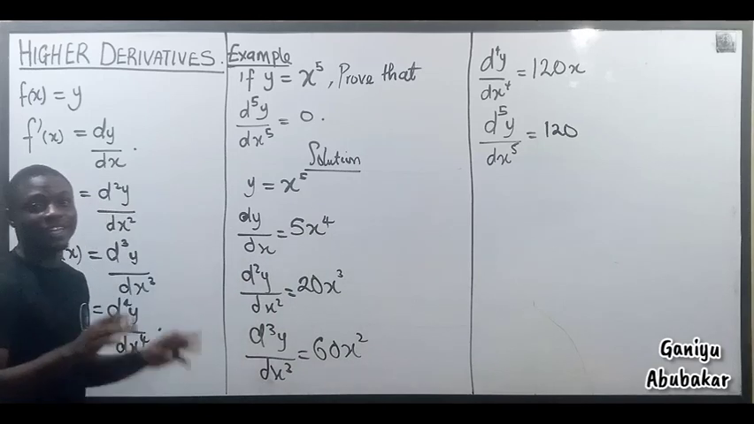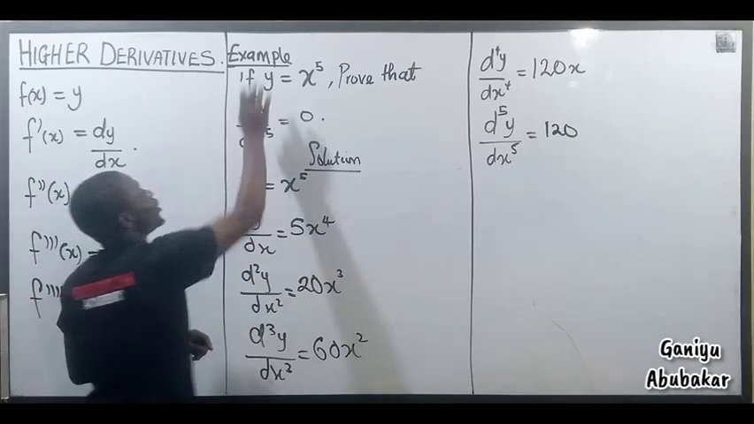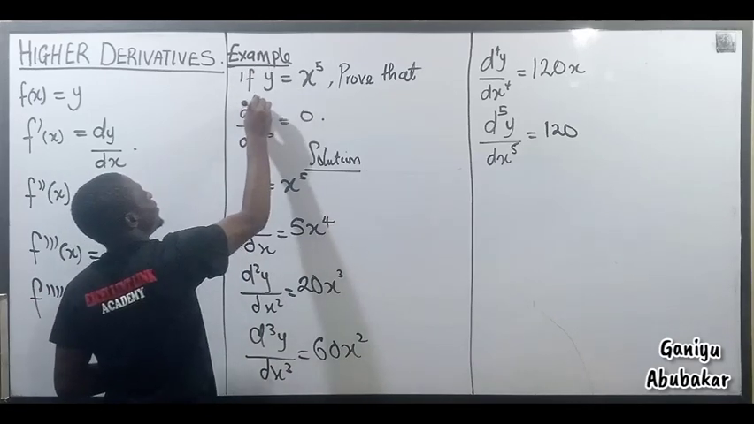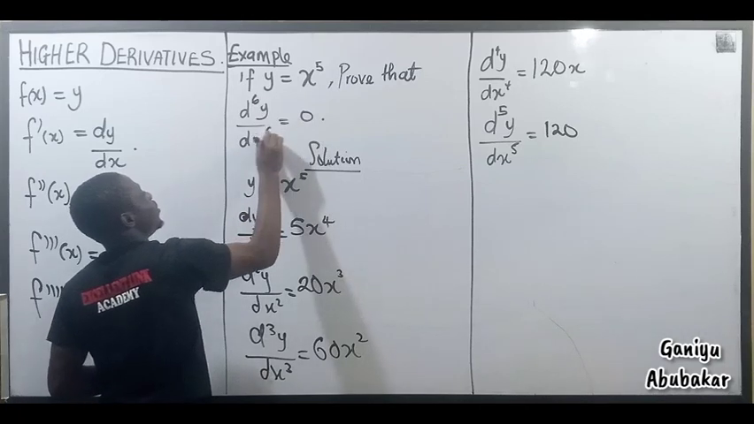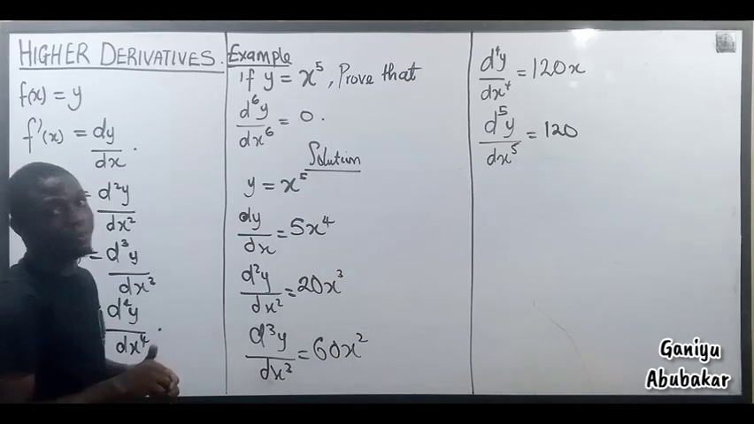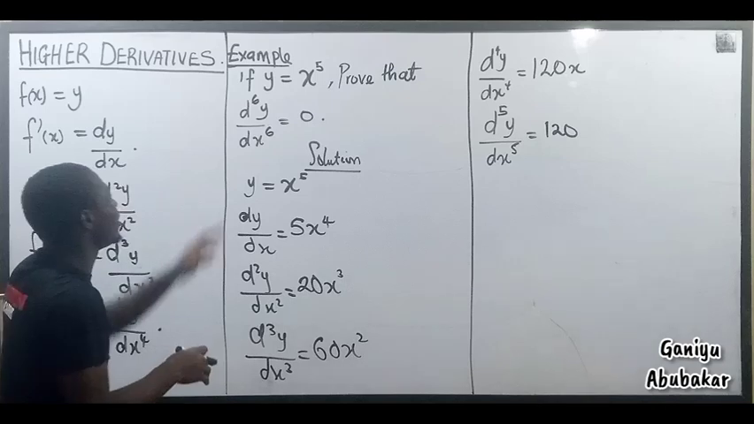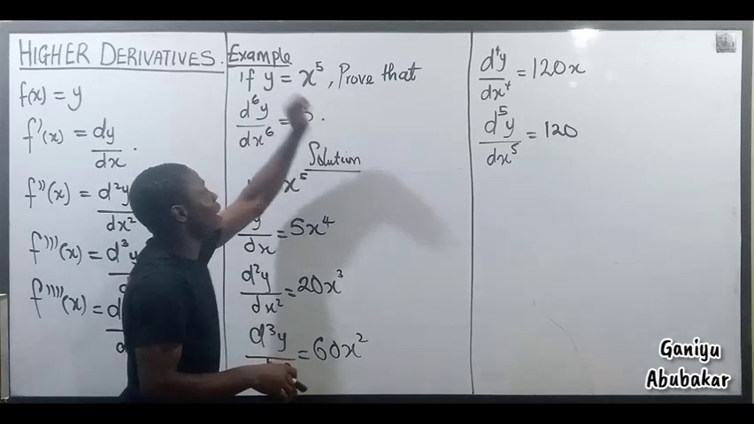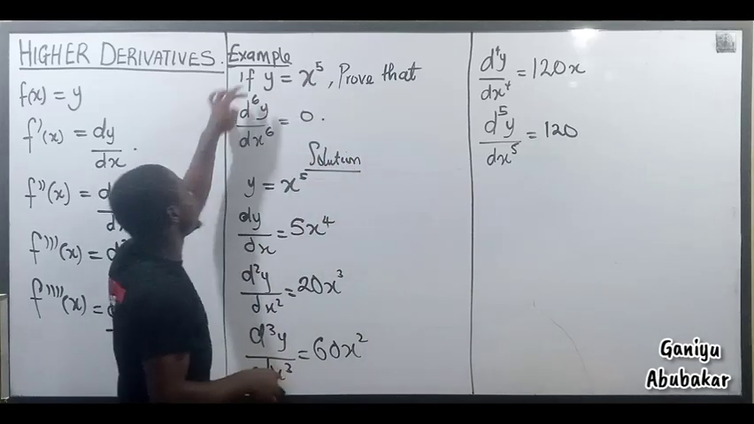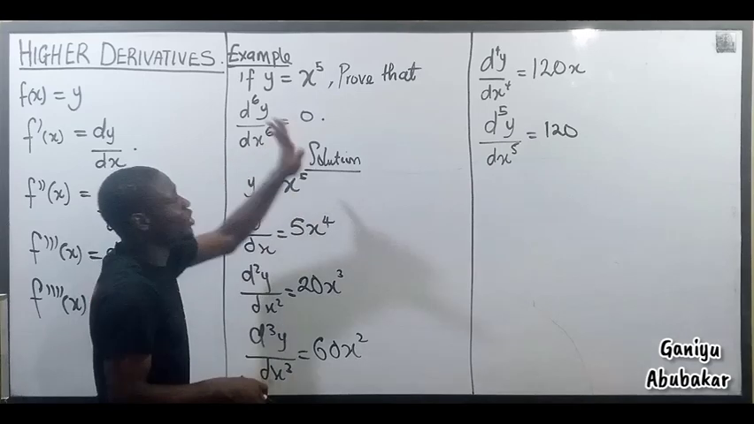All right. Listen. The question is quite correct, right? It's 6. It's quite correct. I made a mistake. So the question says, if y is equal to x to the power 5, prove that the sixth derivative, d⁶y over dx⁶, is equal to 0.